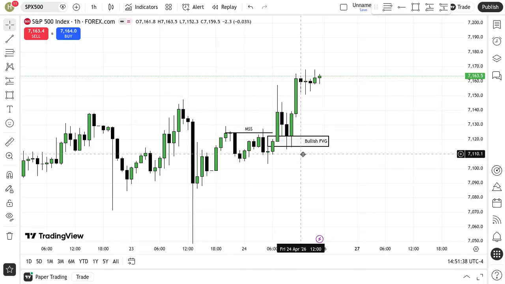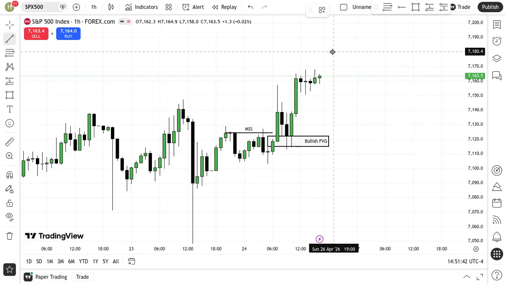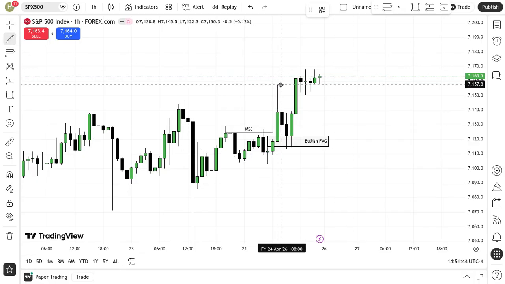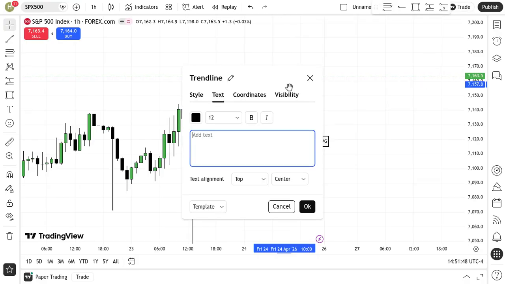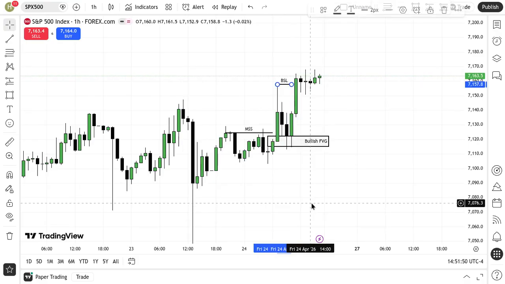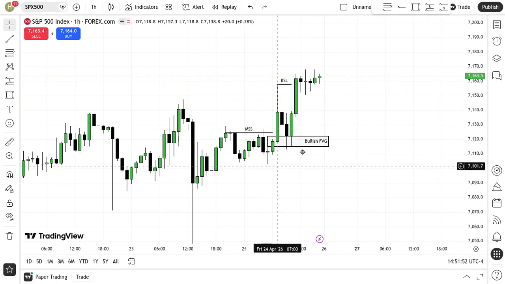What's the third main component of a high probability trade setup? Is liquidity. Do we have buy side liquidity? Yes, we do. This is buy side liquidity right here, and it is abbreviated with BSL. So we have the three main components of a trade setup.